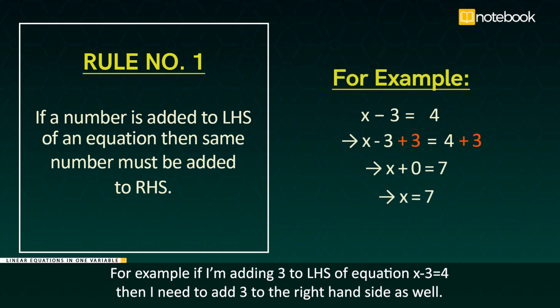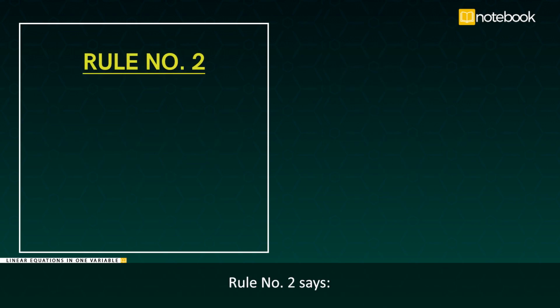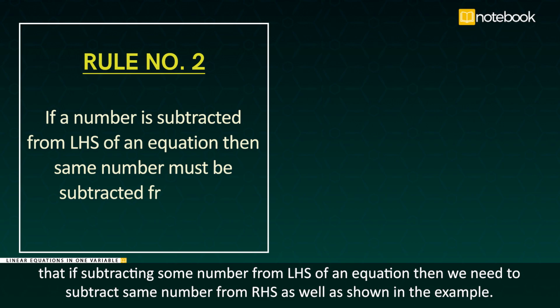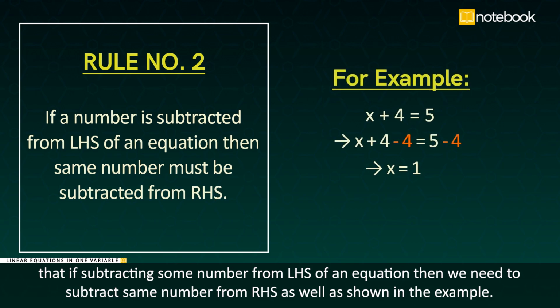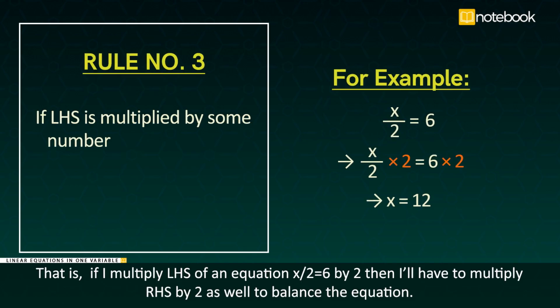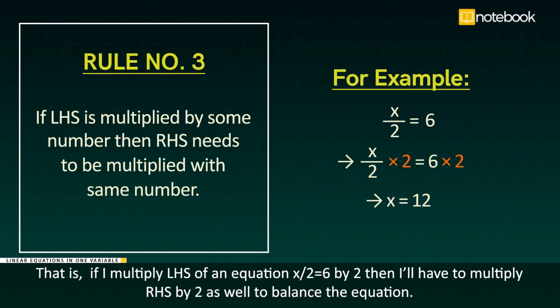For example, if I'm adding 3 to the LHS of equation x minus 3 equals 4, then I need to add 3 to the right-hand side as well. Rule number 2 says that if subtracting some number from LHS of an equation, then we need to subtract the same number from RHS as well, as shown in the example. Rule number 3 says the same thing for multiplication. That is, if I multiply LHS of an equation x by 2 equals 6 by 2, then I will have to multiply the right-hand side by 2 as well to balance the equation.